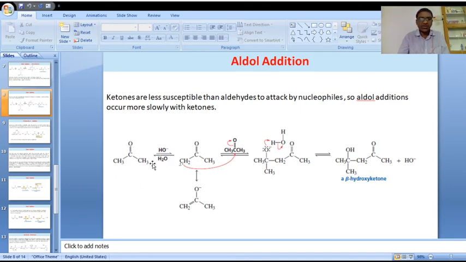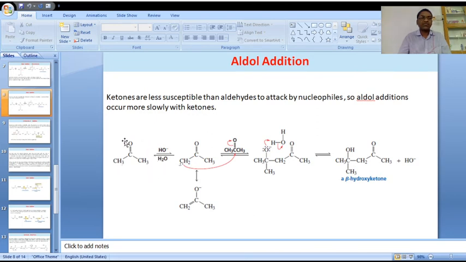This ketonic mechanism is also similar to the aldehydic mechanism, even though please concentrate on each and every step in this mechanism. If you concentrate in this class, we can write in the examination, or mention in the entrance examination very easily.